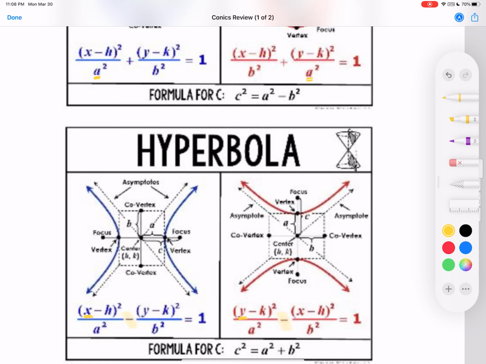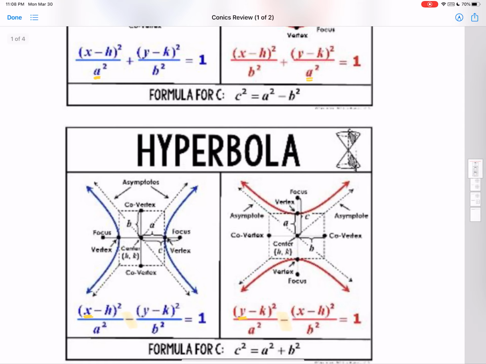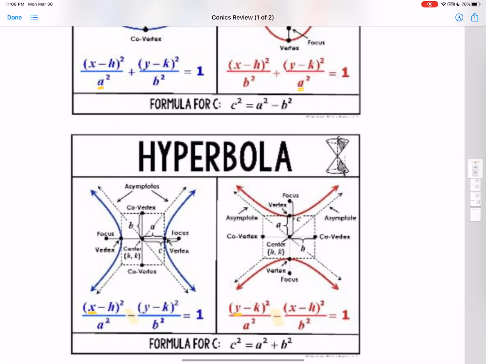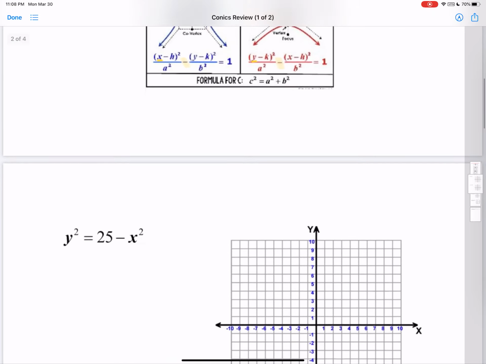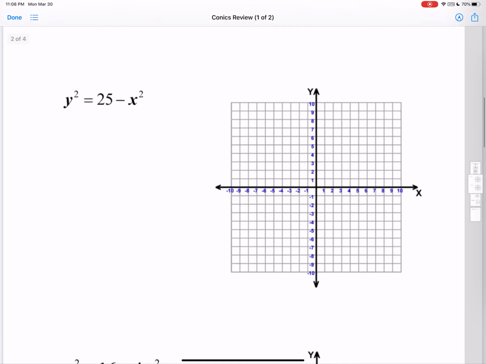So what we're going to do is go ahead and try out some problems, and we're going to see which ones are vertical, which ones are horizontal, and we're going to determine whether it's a circle, ellipse, or a hyperbola. So let's go ahead and take a look at a few problems here.